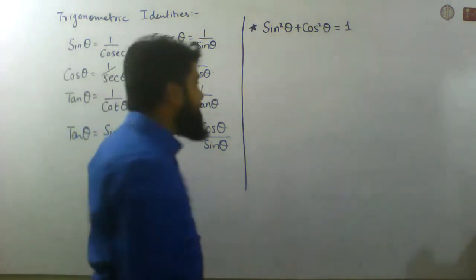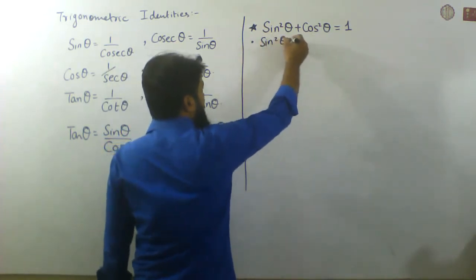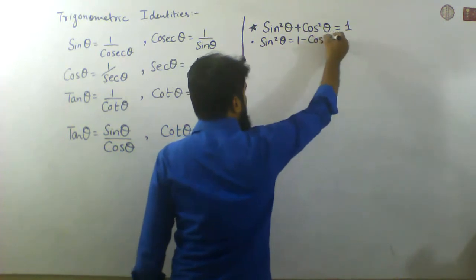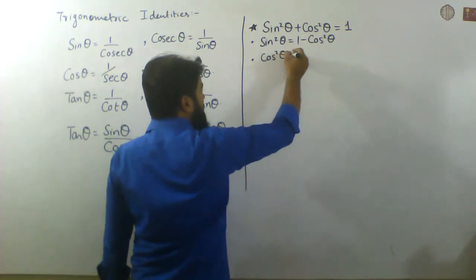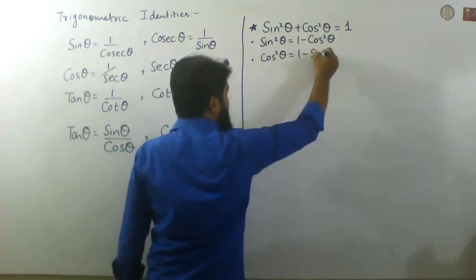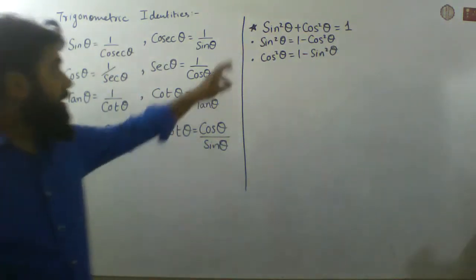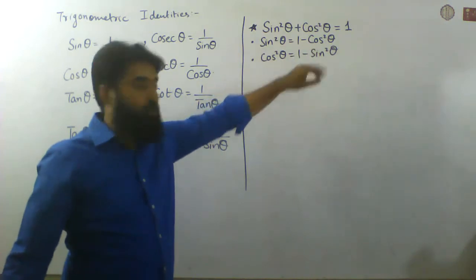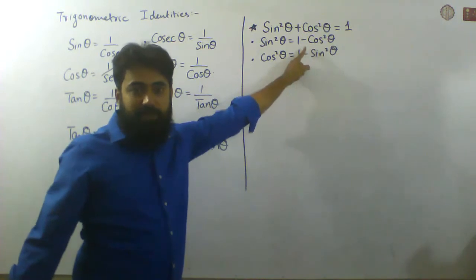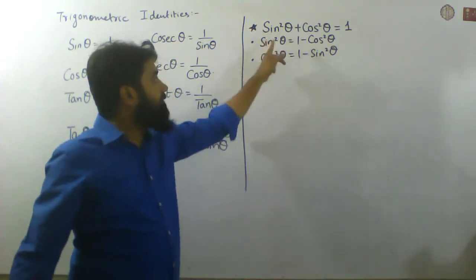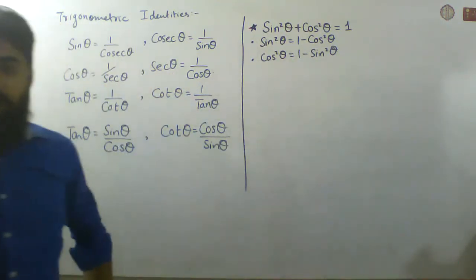What are the different variations you can have here? You can have sin square theta equals 1 minus cos square theta, or cos square theta equals 1 minus sin square theta. Sin square theta plus cos square theta equals 1, and for the other variation I have shifted cos square to the other side, giving 1 minus cos square. Likewise I shifted sin square to the right side and got this result.